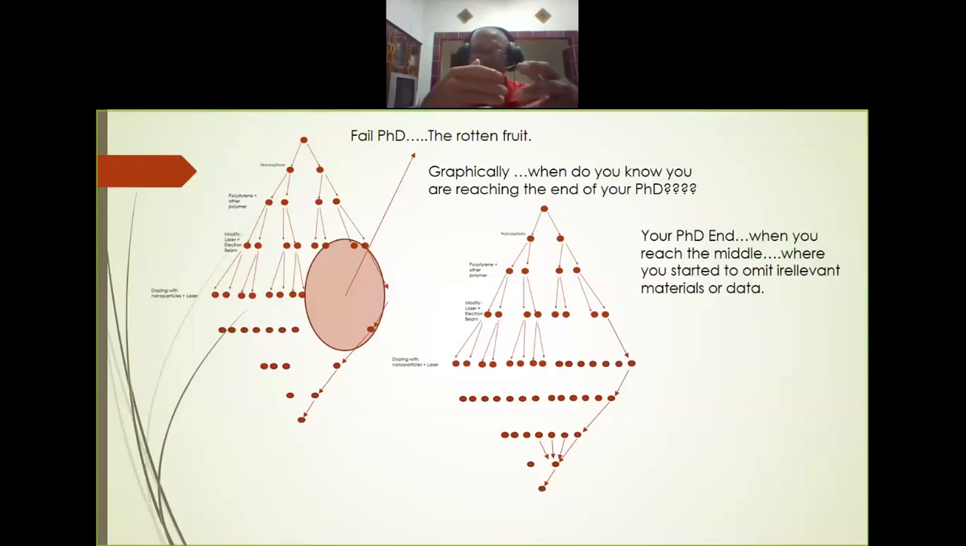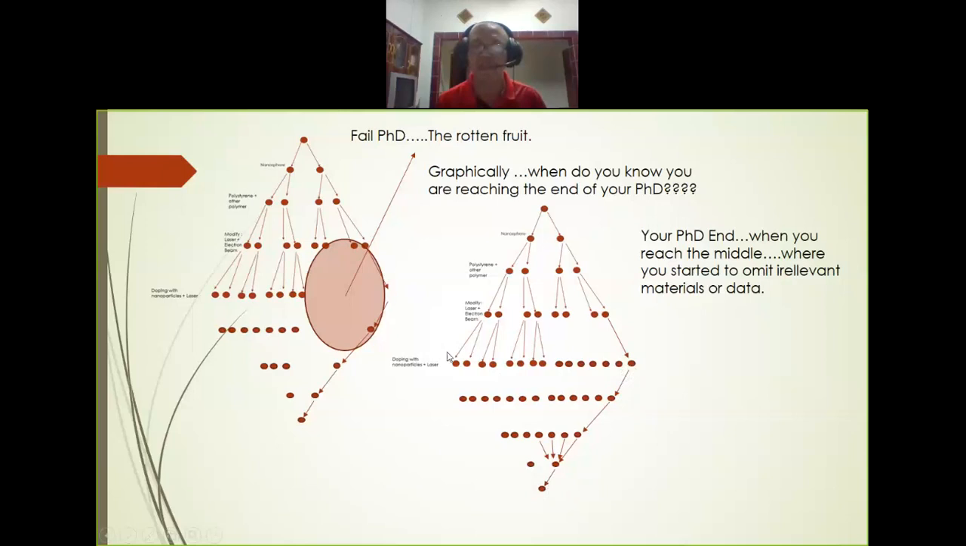I said the theme of my research is modifying polystyrene. That is the conclusion. That is actually the end result. So in your PhD, you need to realize that you know where the starting point is, you know when it is the middle game, and you know when it will end.